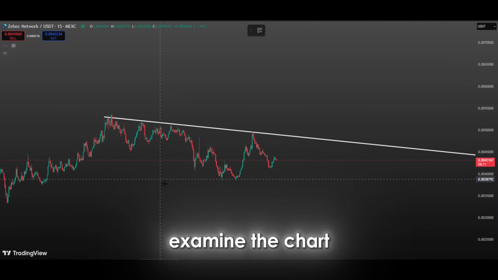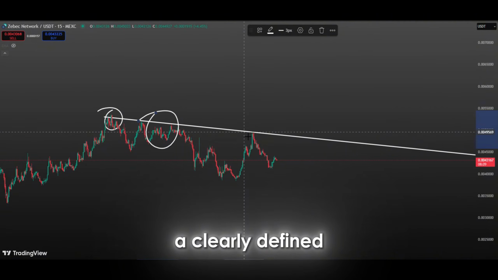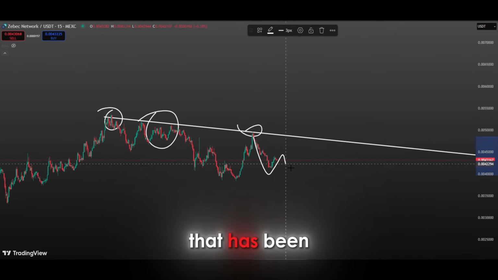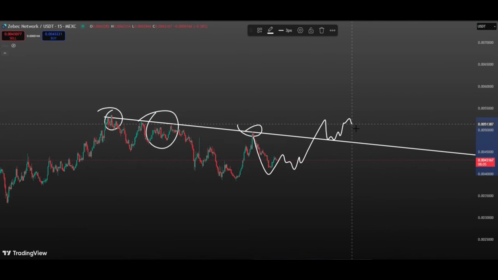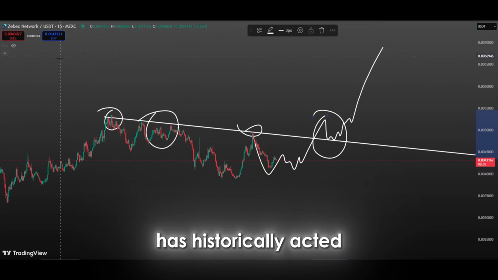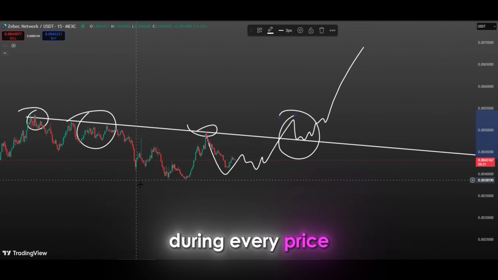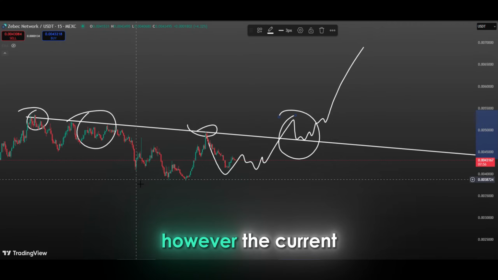When we closely examine the chart, we can observe a clearly defined downtrend line that has been dominant for an extended period. This downward slope has historically acted as a resistance during every price attempt to rise, pushing the price back down. However, the current relationship between the price and this descending trend line has reached a noteworthy point.